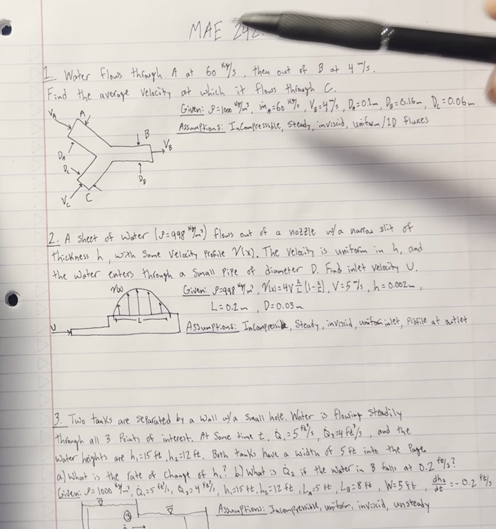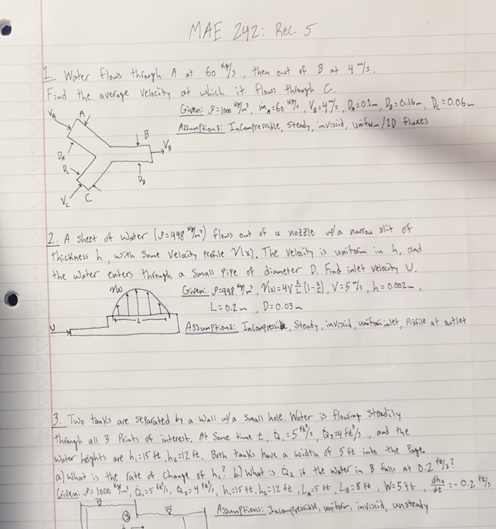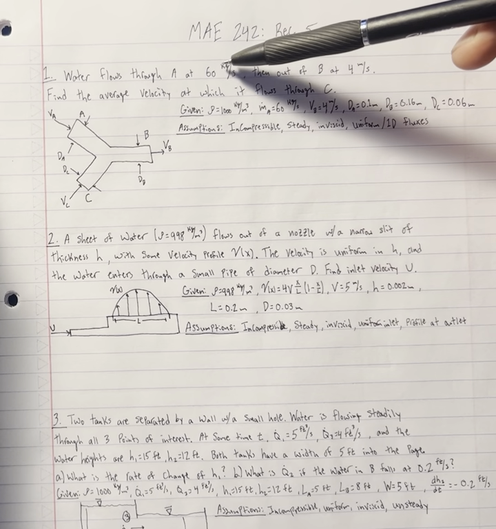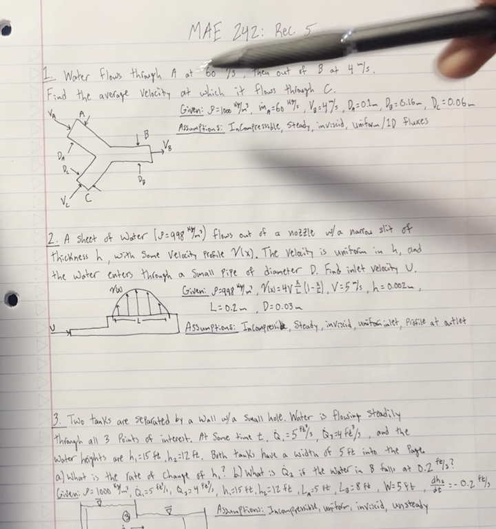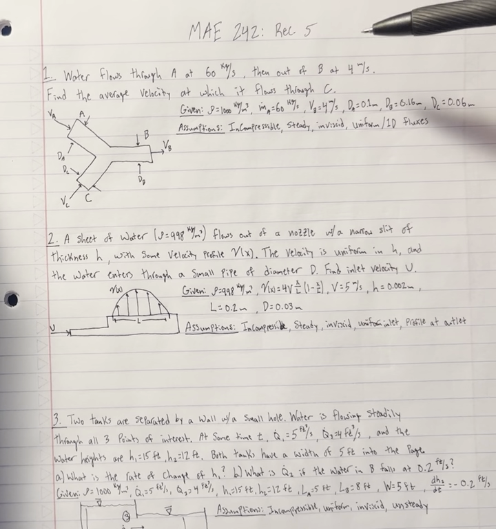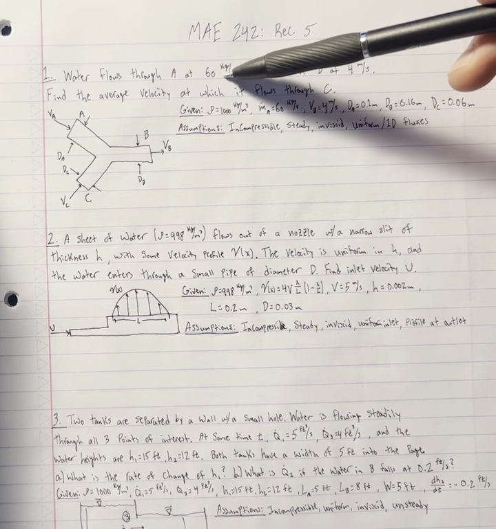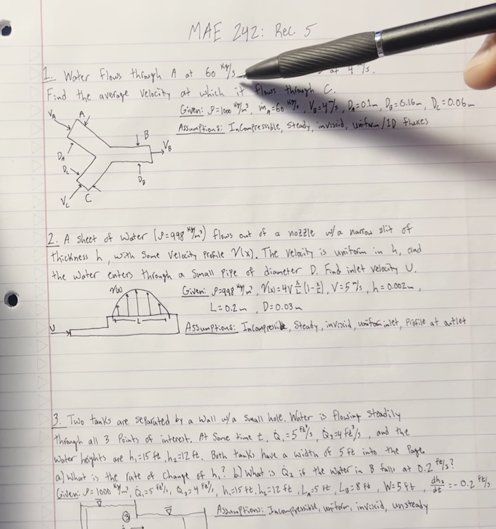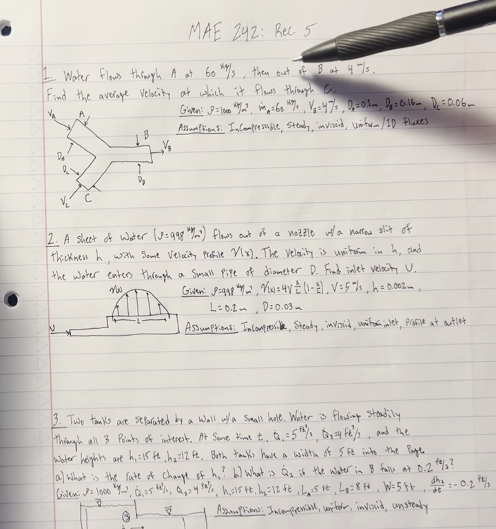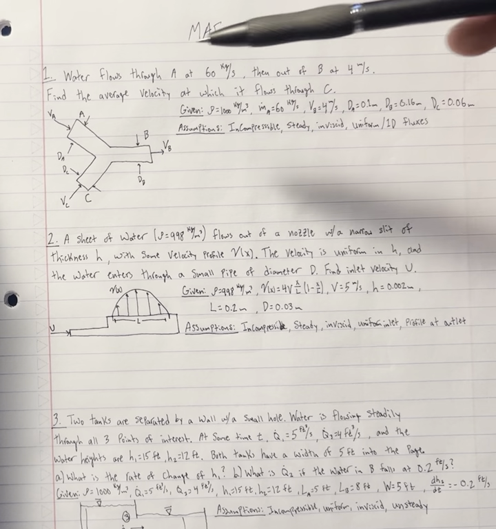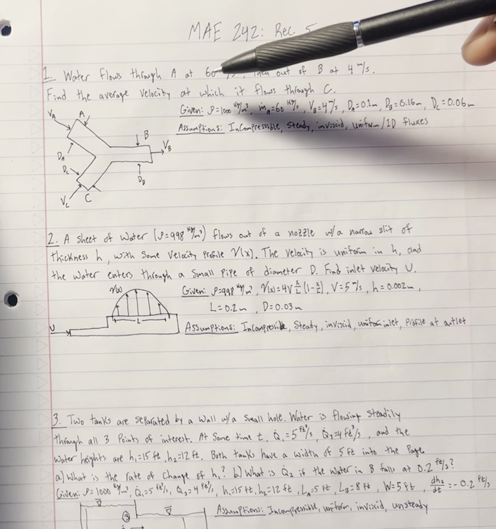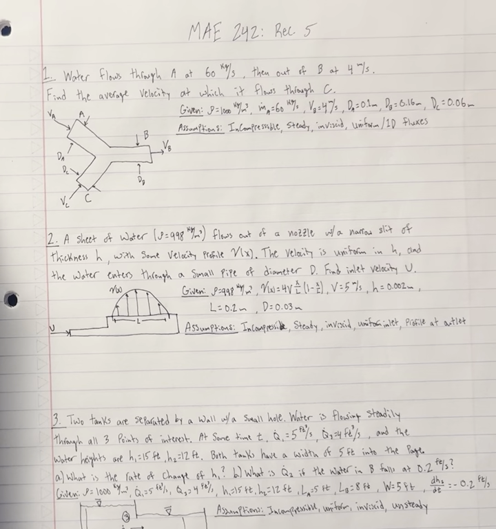So for this first one, we have water flowing through point A at 60 kilograms per second. That's the mass flow rate. Then out of B at 4 meters per second. Or let's say 60 kilograms per second, I think I slipped up there. Then out of B at 4 meters per second. We want to find the average velocity at which it flows through point C.